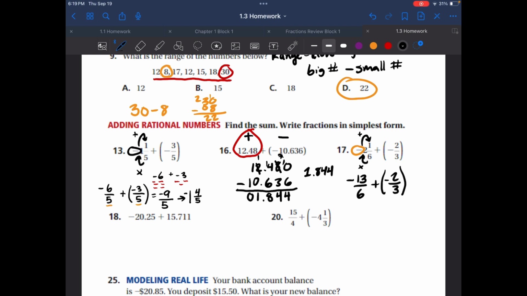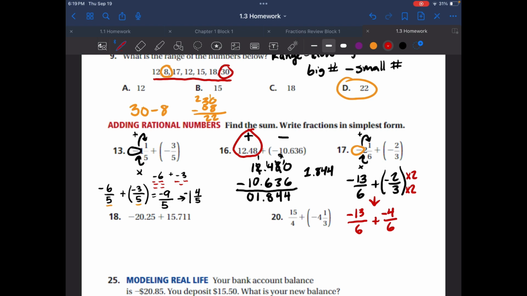My next step is to see, do I have common denominators? I do not. Thankfully, this example is very easy to get common denominators. I just multiply the bottom by 2. Whatever I do to the bottom, I also have to do to the top. Because of that, I am going to rewrite my equation really quick. Negative 13 over 6 doesn't change. This now becomes plus negative 4 over 6, right? Negative 2 times 2 gets me negative 4.